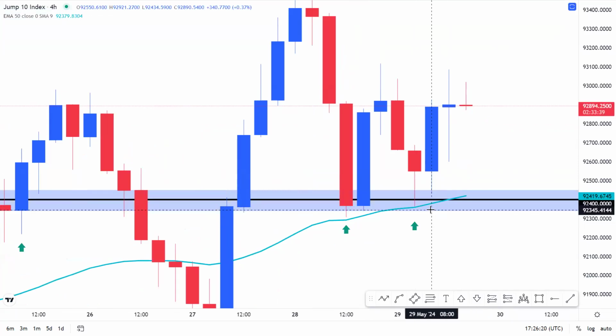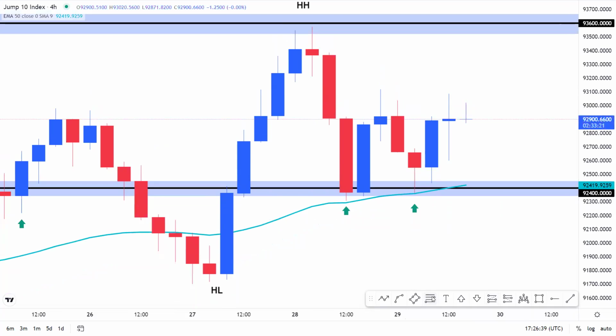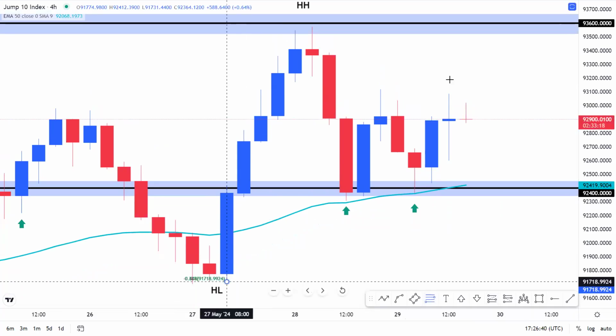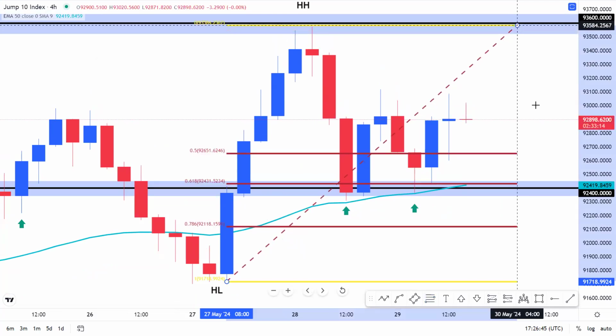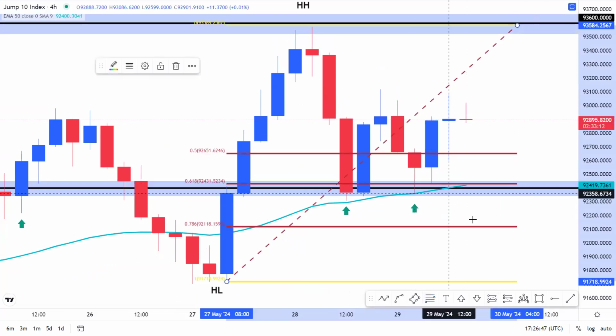You can see this, guys. As soon as we had the tap of the 50 exponential moving average, we had a very rapid rejection from the exponential moving average, acting as a dynamic support, rejection from 92,400 psychological round number, rejection from the support level, and then also the rejection candlesticks from the 50 exponential moving average golden reversal level, as you can see right about here.